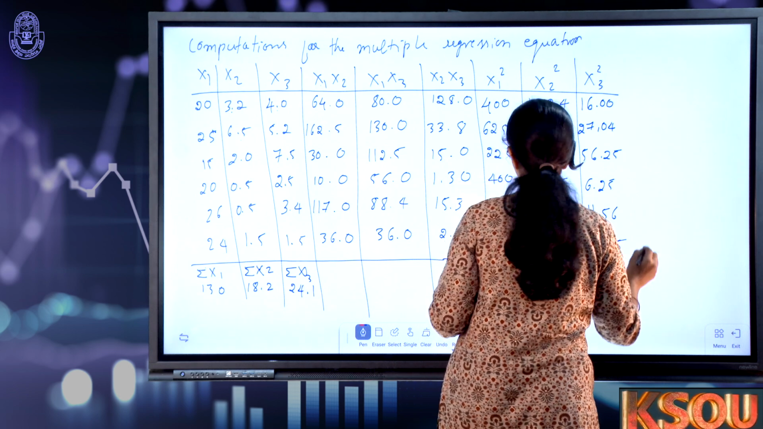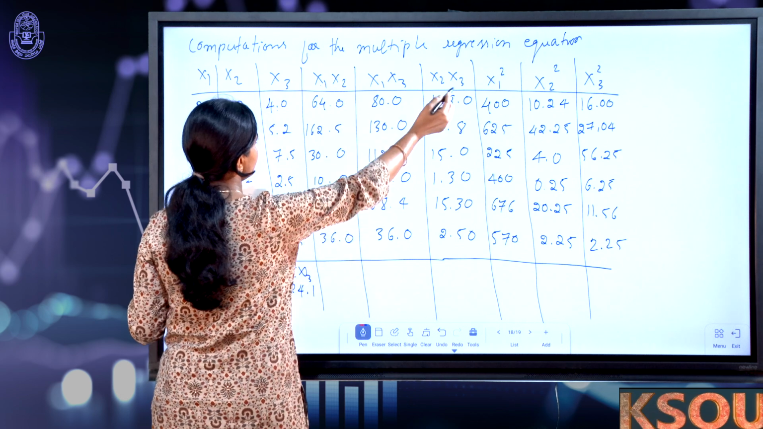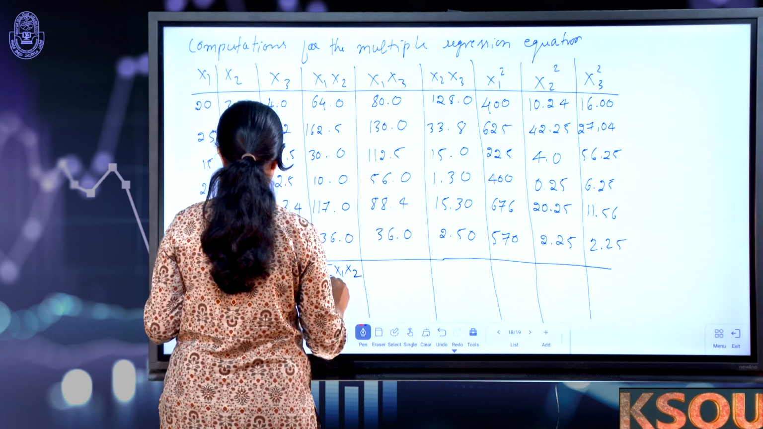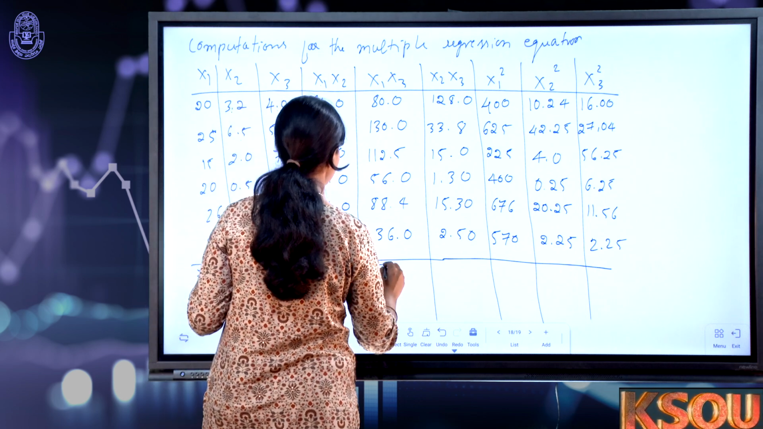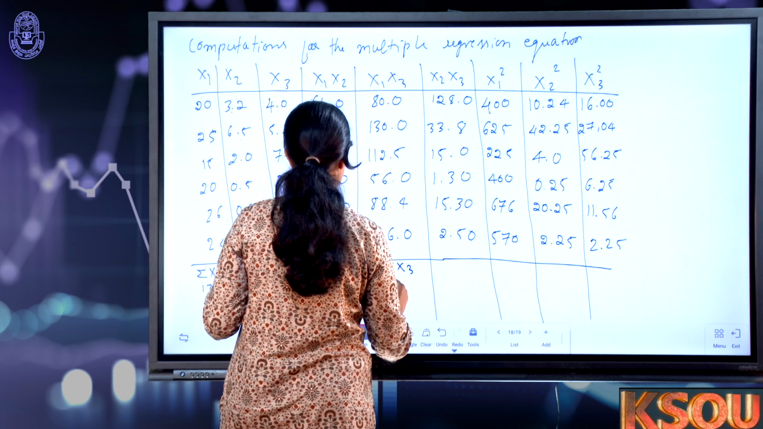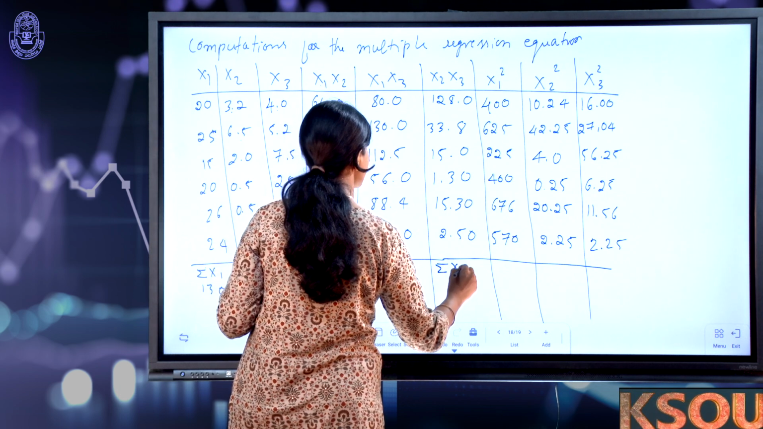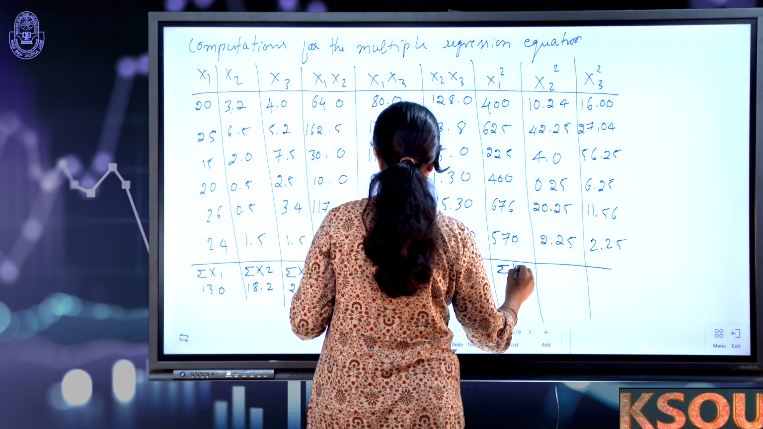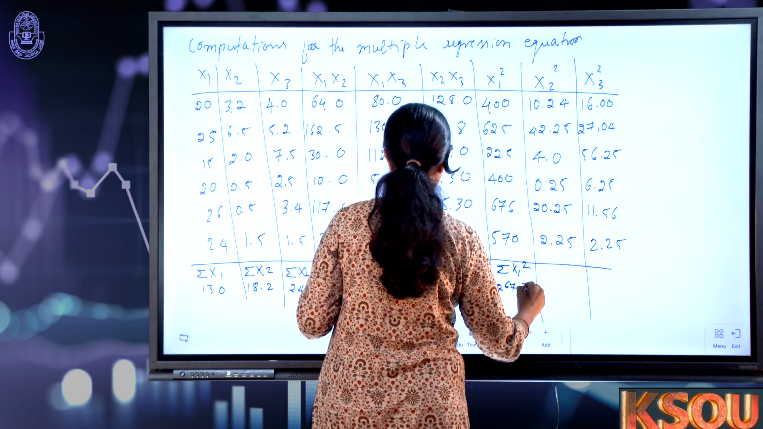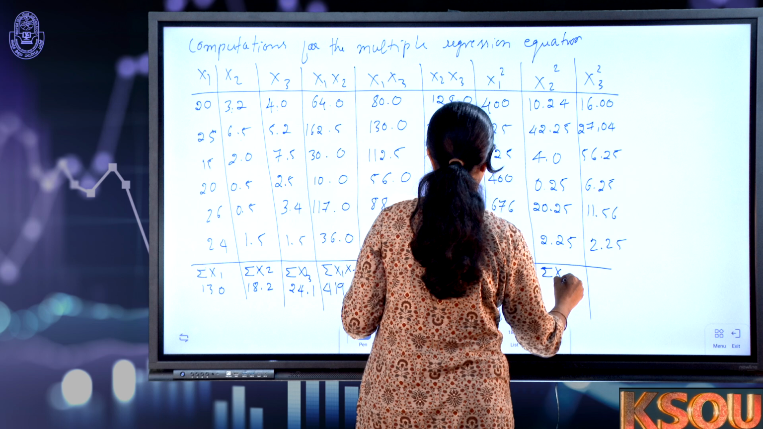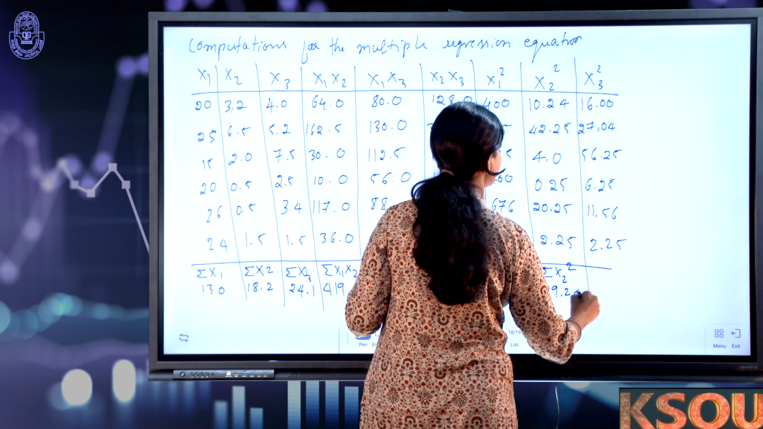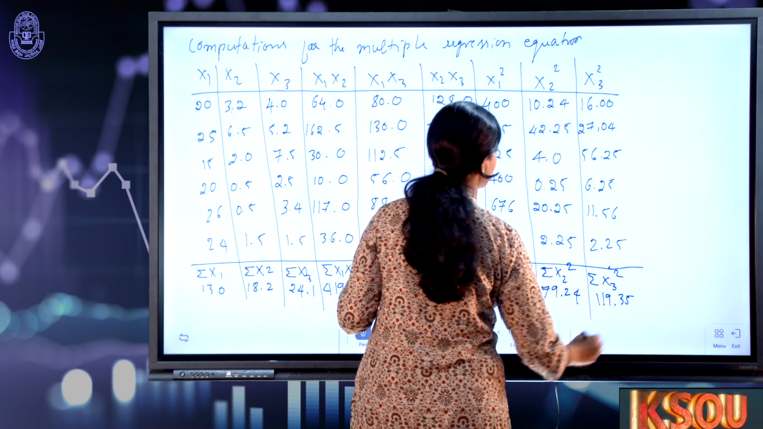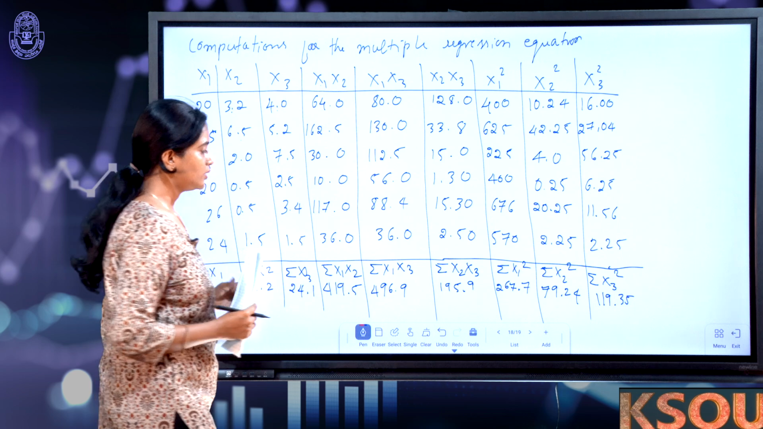Now you can take the summation values of all these variables. Summation x1 x2 is 419.5, then summation x1 x3 is 496.9, then summation x2 x3 is 195.9, then summation x1 square is 267.7, then summation x2 square is 79.24, and finally summation x3 square is 119.35. Like this you will have to calculate all the summation values here. Okay.